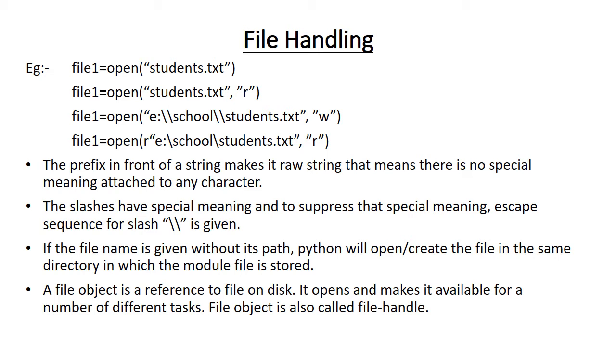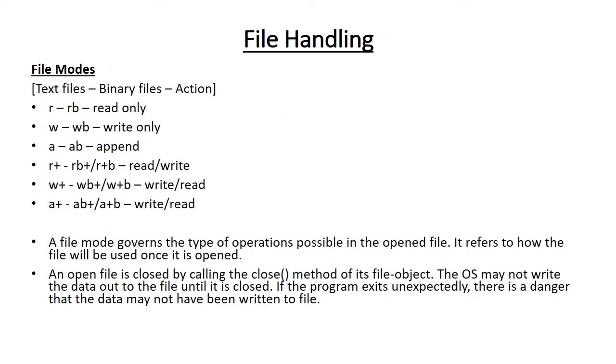Now the third one, a file object is a reference to a file on disk. File object means that file 1. It opens and makes it available for a number of different tasks. A file object is also called a file handle. Different file modes are explained here.